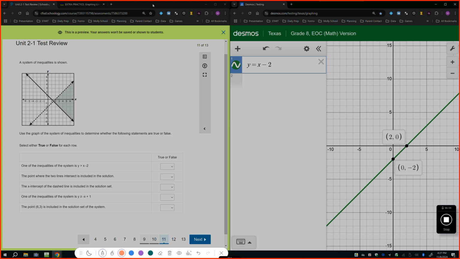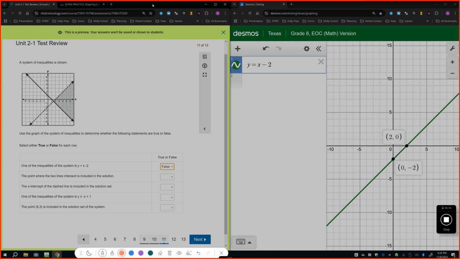Looks good. What is my inequality sign? My inequality sign is greater than, so I should be shading above it. It's dashed, but I should be shading above it. That's not true. That's false. That one's not right. Gosh, I hope so.